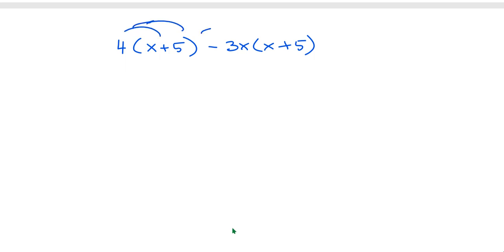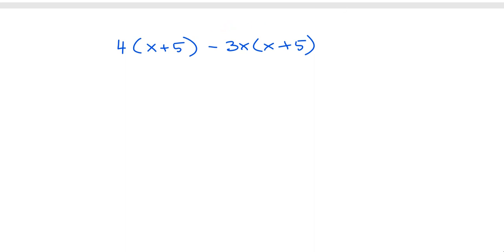Let's up the difficulty here, and let's do this. What if I had 4 times x plus 5 minus 3x times x plus 5? Now, if the question said to expand and simplify, I would do all this and expand and all of that, okay? But I'm not going to ask you that question. I'm going to ask you to factor.